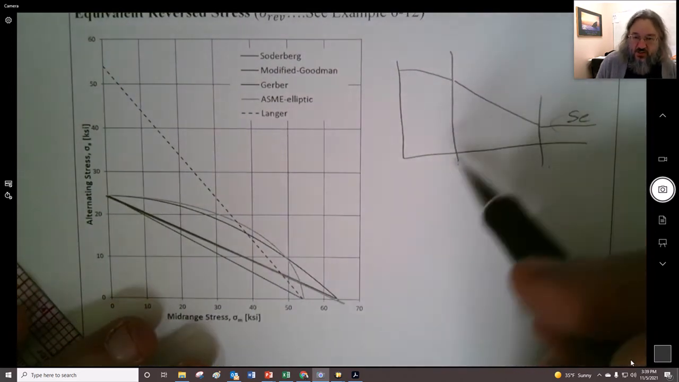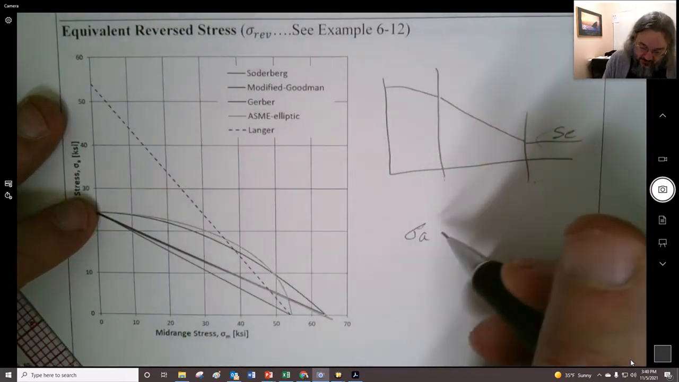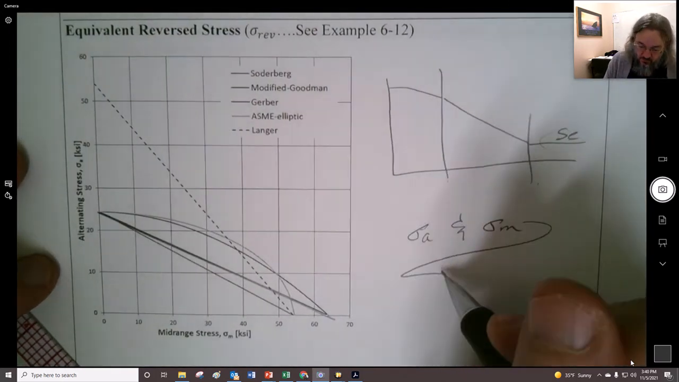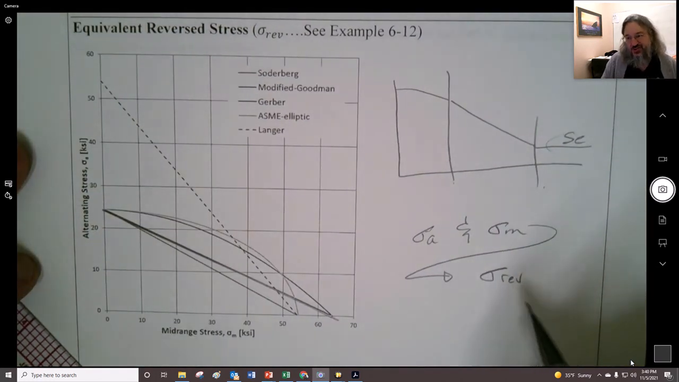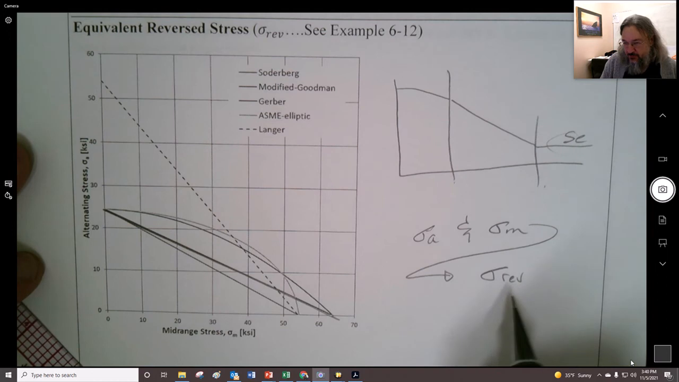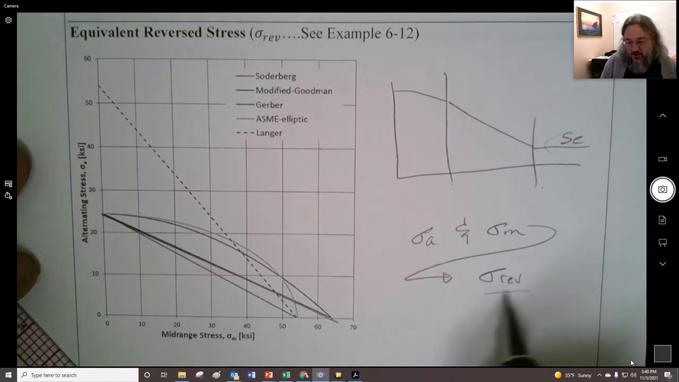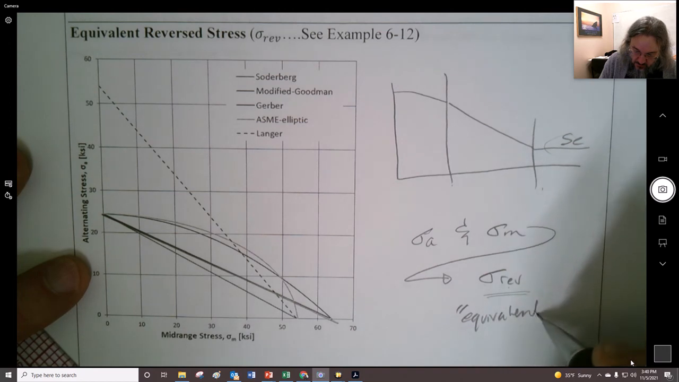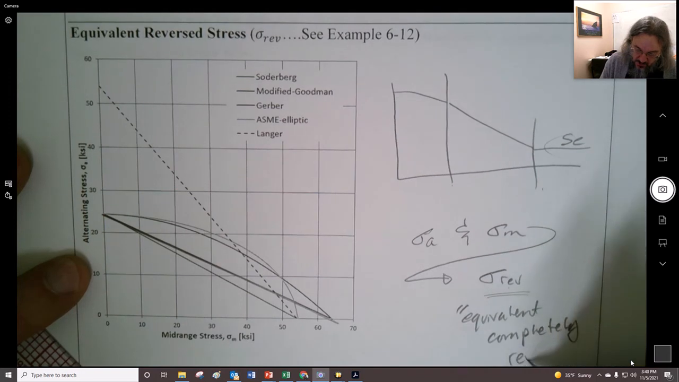Well, what we need to do is convert our sigma A and sigma M into an equivalent completely reversed stress. In some of the books, I noticed that I didn't see this exactly written out this way in one of the spots that I thought it would be in the 11th edition. So it might look a little different, but we have sigma rev. This is the equivalent completely reversed stress, right?